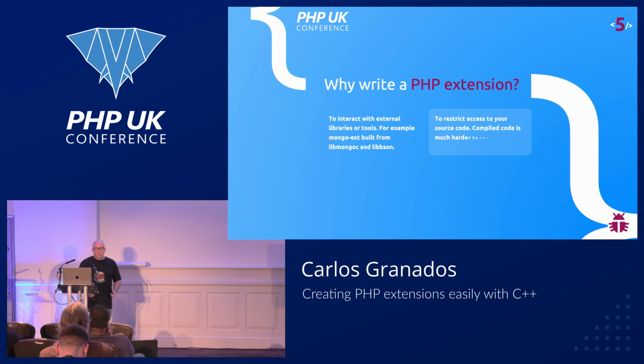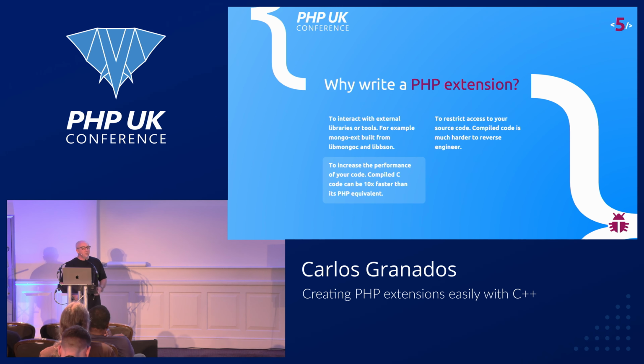Another reason may be to restrict access to your source code. Your extension is going to be compiled, and it's much more difficult to reverse engineer some code that is compiled than if you need to provide source code. So if you have some code that is proprietary, that is secret, and you need to distribute your PHP code somehow, maybe putting the part that is proprietary or that is secret into a C extension is the right thing to do, because in that way it would be hidden from the final users.